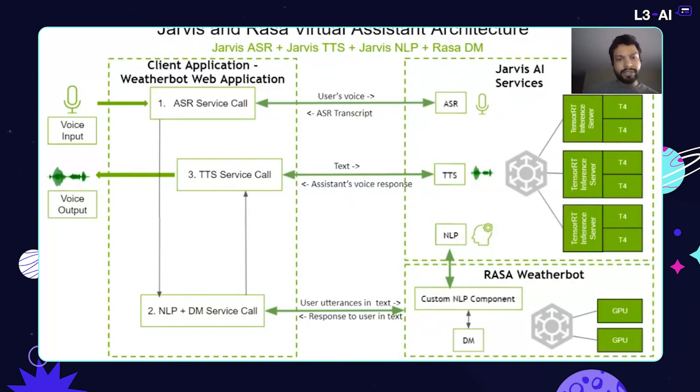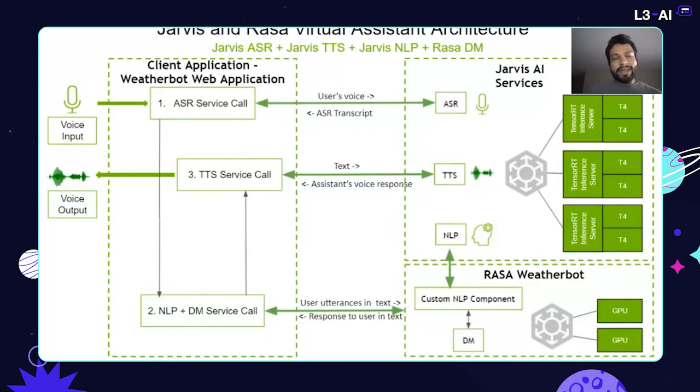To the client application, which then forwards it to the Rasa server this time, which is running a Jarvis NLP component as a custom NLP component, right? Which forwards the request to the Jarvis server to return back the intents and slots that it detects. Based on that, a dialog management decision is made using the Rasa Dialog Manager, and then it returns this response back for a speech synthesis call to Jarvis AI services again, right? And this voice output is returned back to the user.